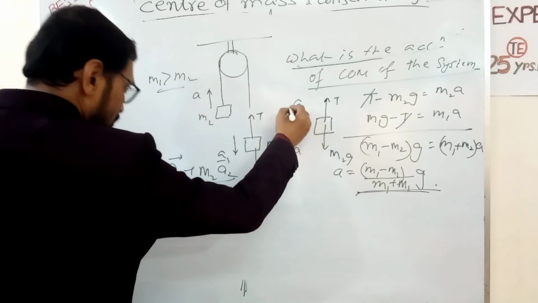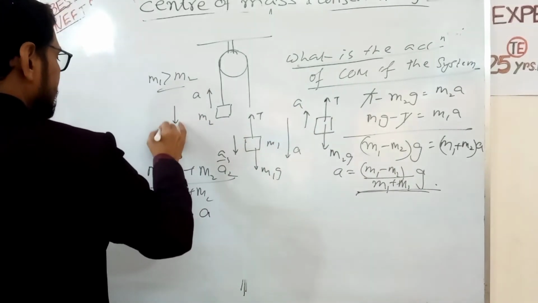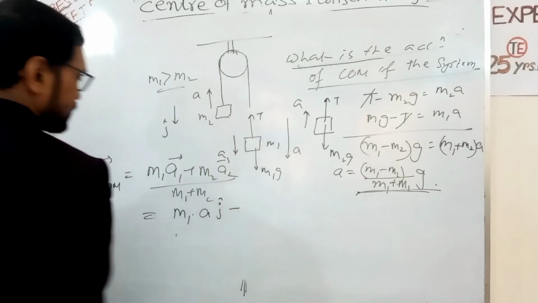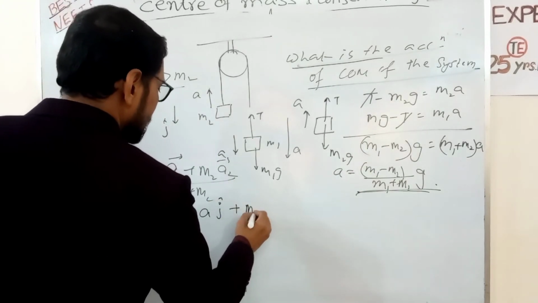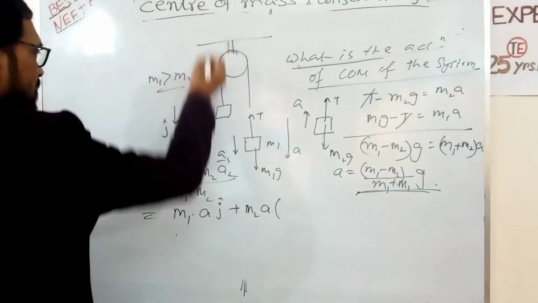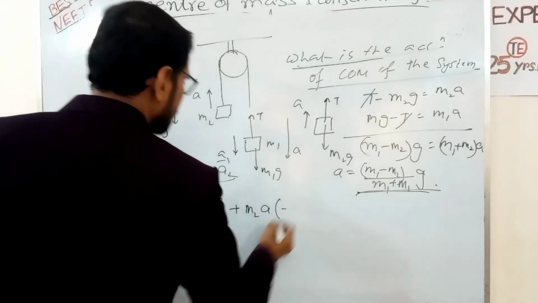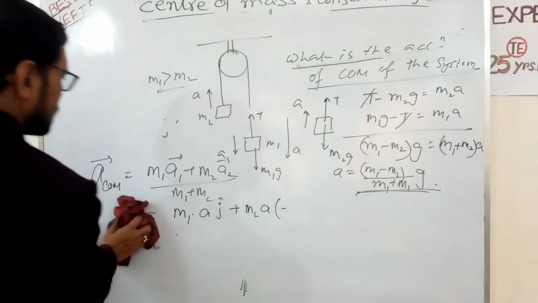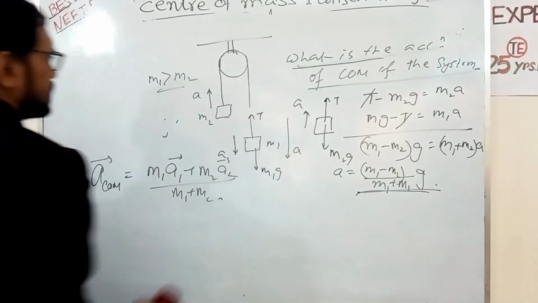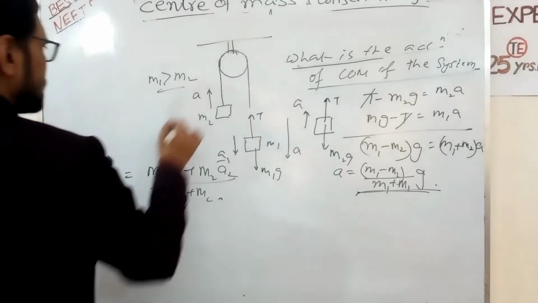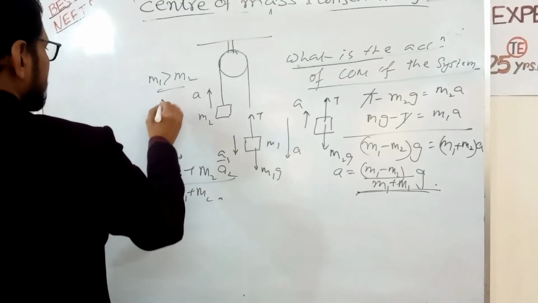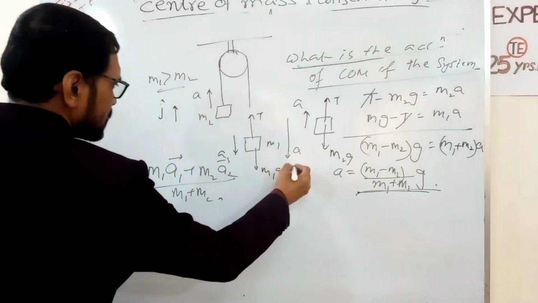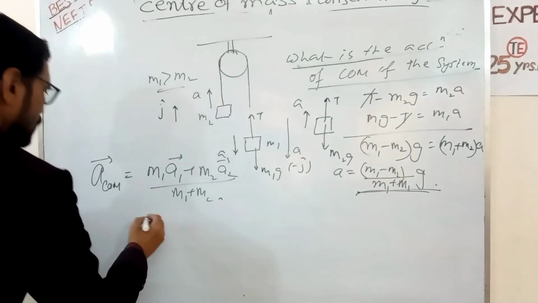Suppose this is along this direction, and we take this direction as J. So A J plus M2 into A, and this direction is minus. Now if we take this direction as j cap, then the M1 direction vector is minus j cap.